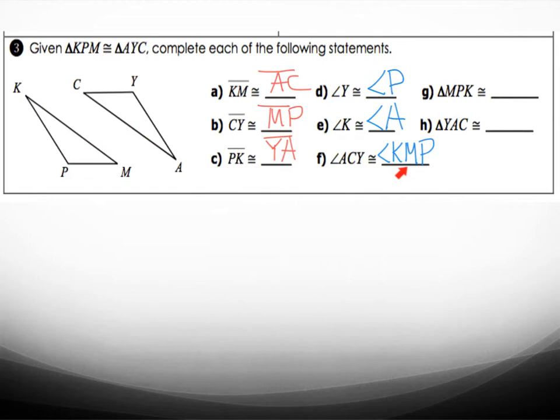And I'm going to do the same thing with my other triangle. I'm going to go from 1 to 3 to 2. And that's K to M to P. Try the last two where we're saying that triangle MPK is congruent to something and triangle YAC, and then hit play. There we have it. Triangle CYA, and the answer to H is triangle PKM.